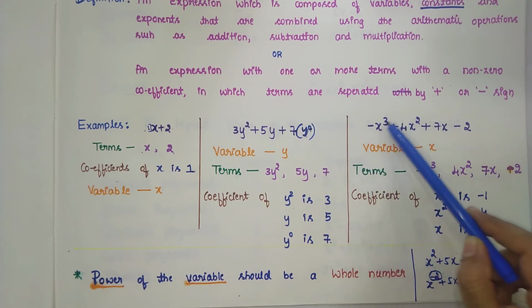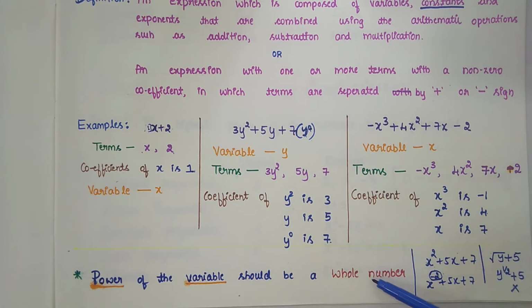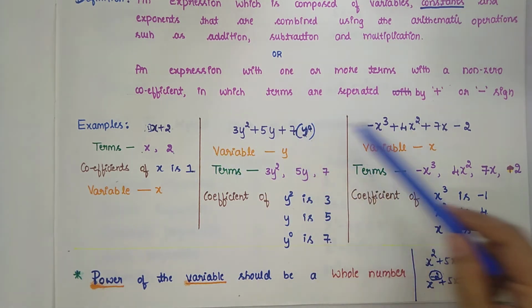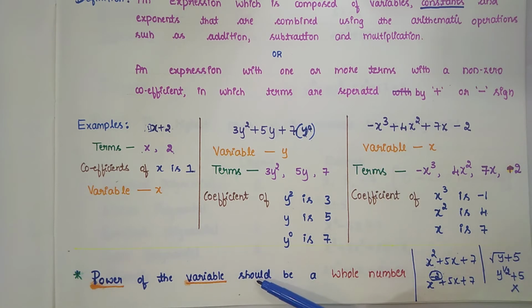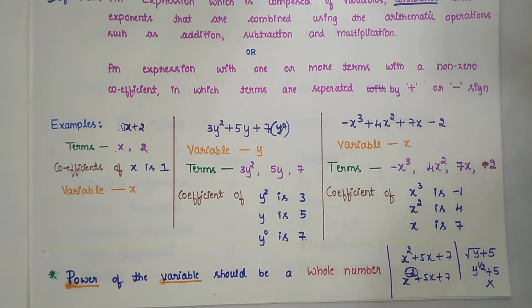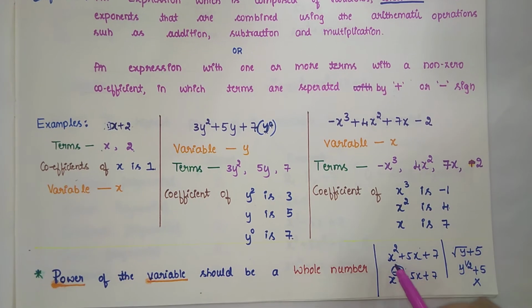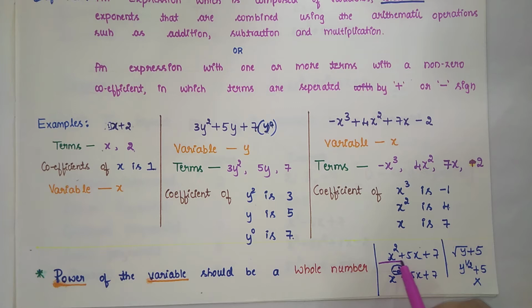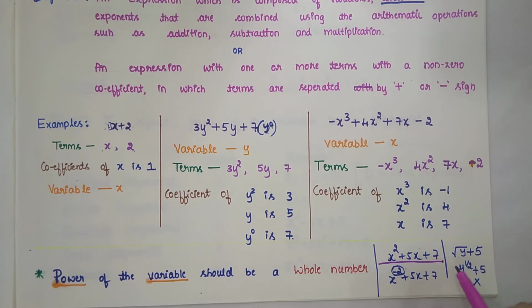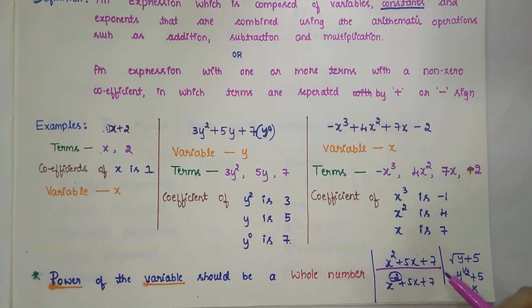So this 0, 1, 2, 3, all these are the whole numbers. So we can consider this expression as the polynomial. So for example, see this, we have x square plus 5x plus 7. So I can consider this as a polynomial because it is composed of variables, constants and exponents, and also the power of this variable is 2, which is a whole number. So I can call this expression as a polynomial.